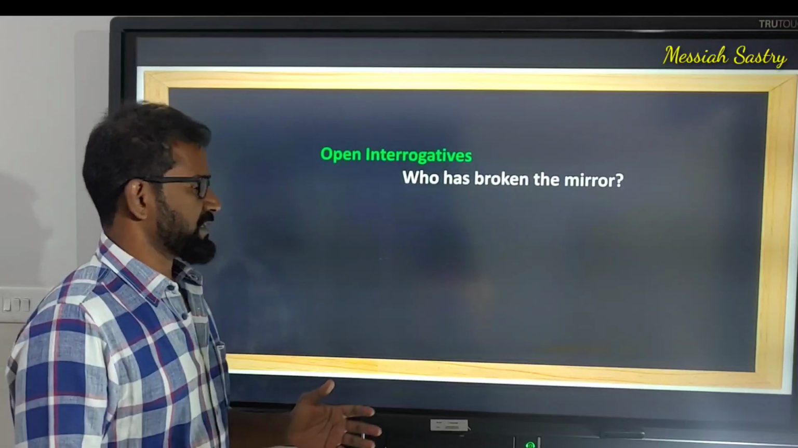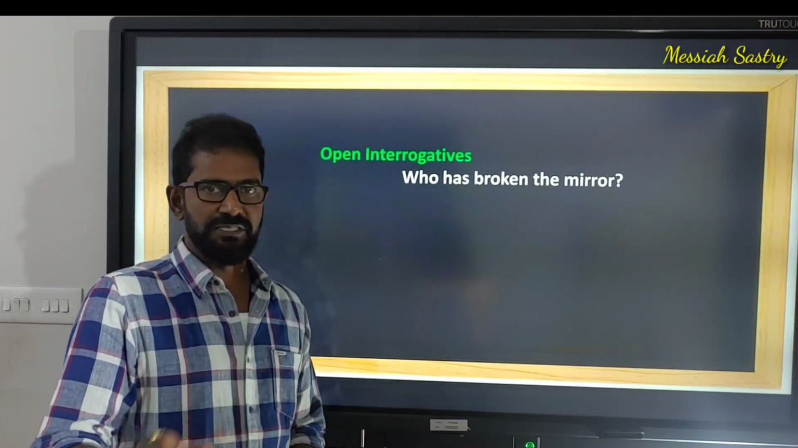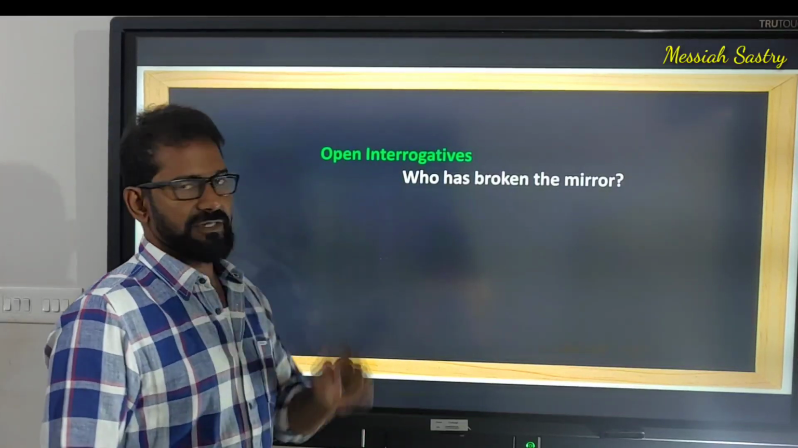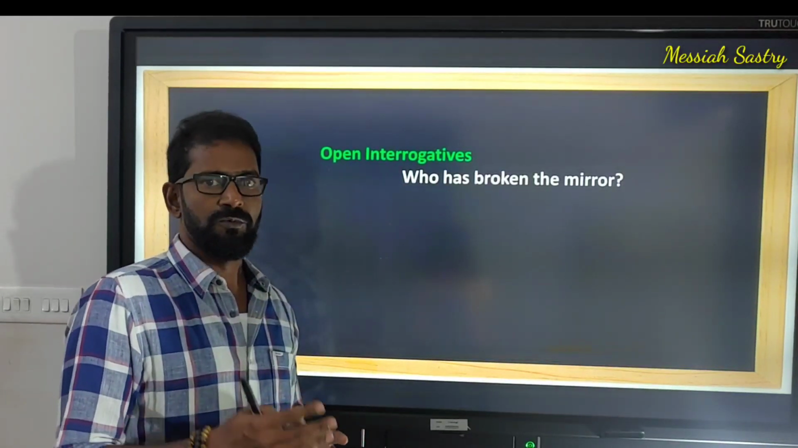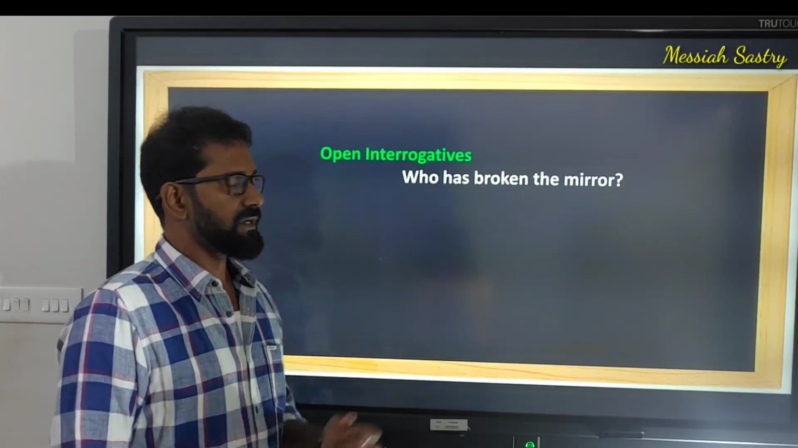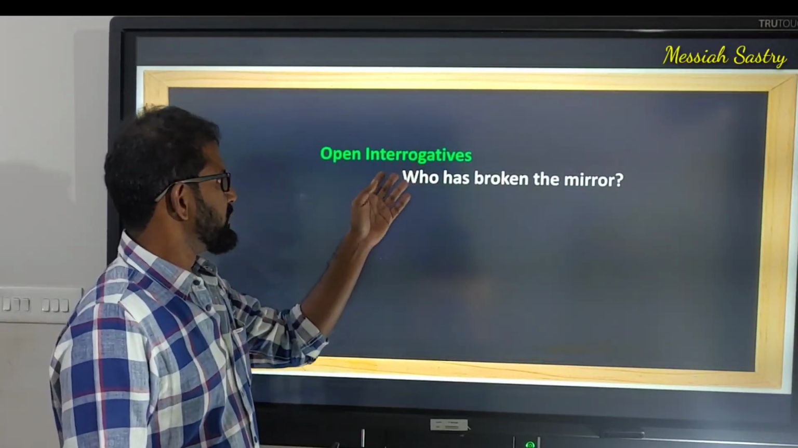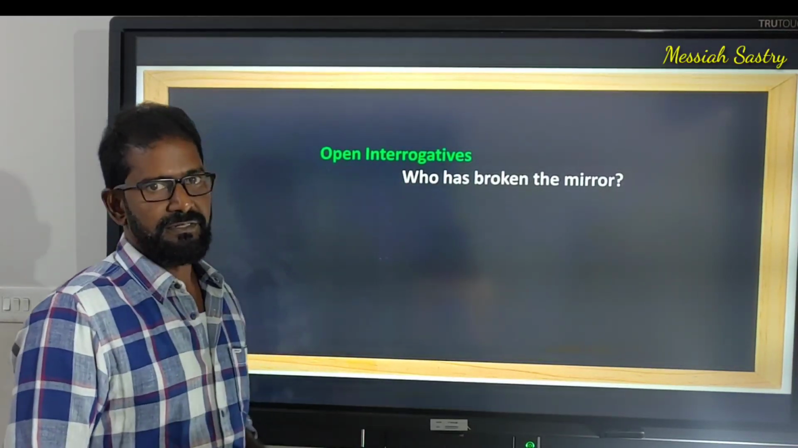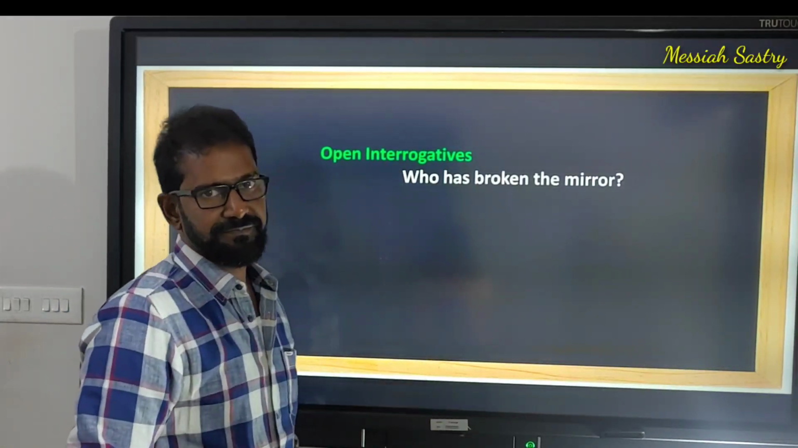Interrogative sentences: there are two types, open interrogative and closed interrogative. Open interrogative begins with the question words. What are the question words? Who, whom, whose, which, what, where, when, why, how. All these are question words. So your open interrogative begins with a question word.